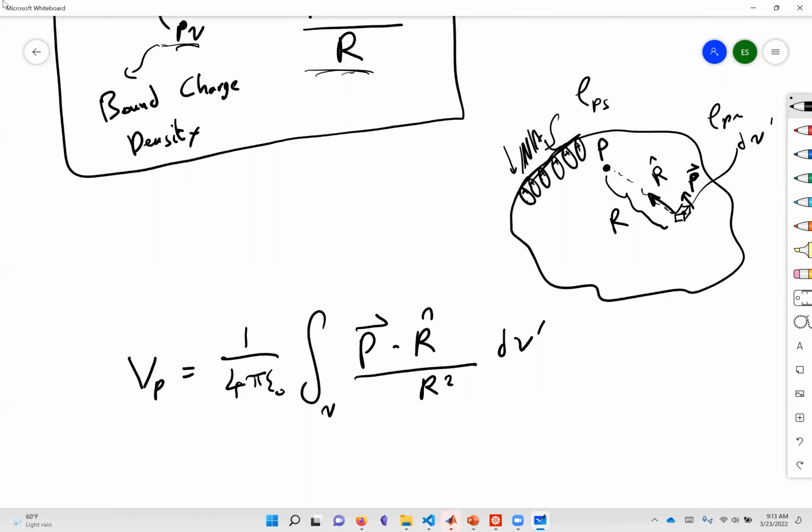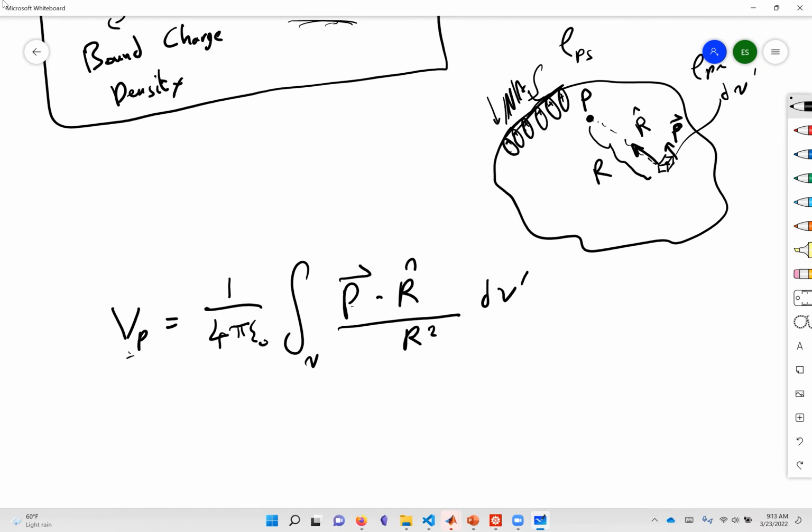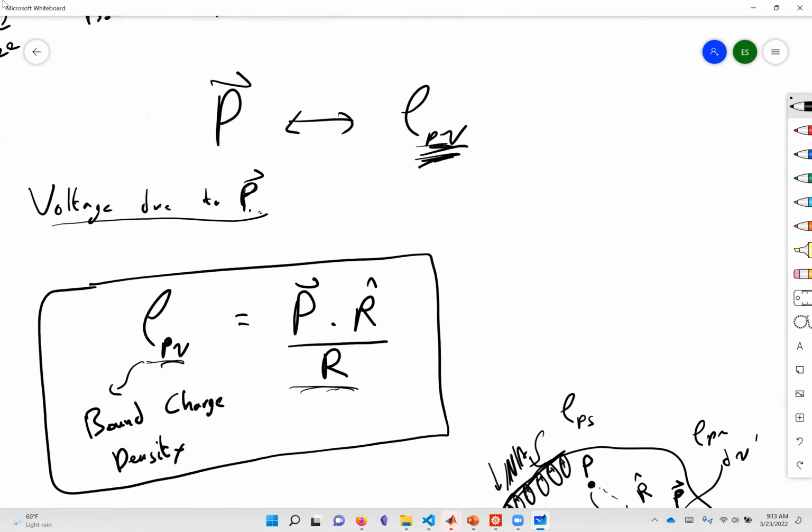And this is how we tied it with the charge density, because we ask ourselves, what is the charge density that's going to give us the same voltage? And the charge density that's going to give us the same voltage is P dot R hat over R squared, right? From the equation of voltage due to charge density. This is how we tie between the two. We need to refine. We're not satisfied with this form. We want to see if we can get a better form. So we need to improve this a bit.